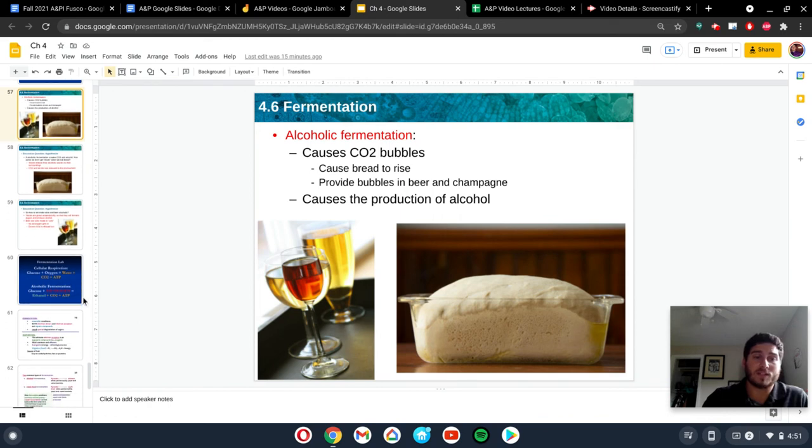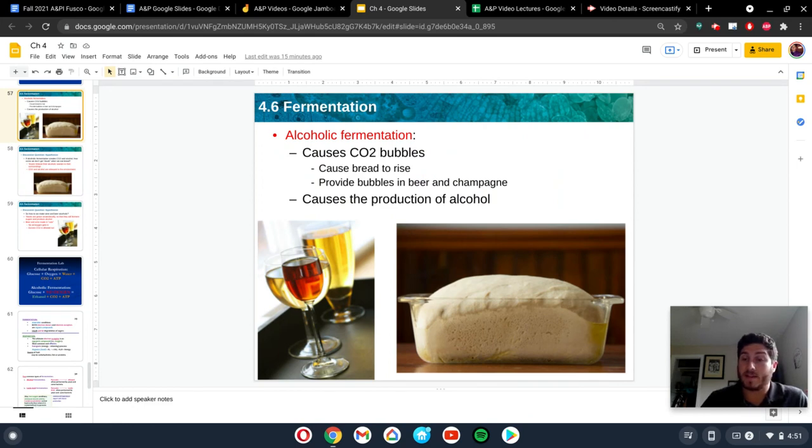So these two processes are extremely important. We're going to see alcoholic fermentation as well as lactic acid fermentation. Both processes are going to be without oxygen and, again, are because an organism needs to make energy in the absence of oxygen.